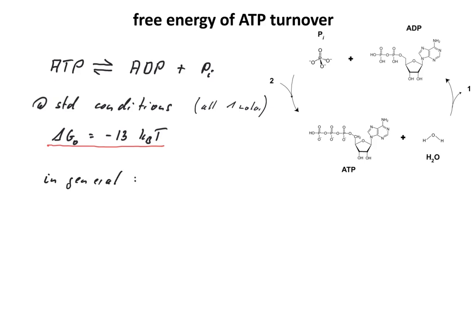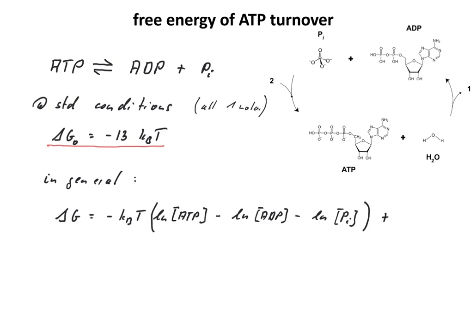Okay, so let's look at the law of mass action that we just derived and obtain the free energy from that. And hence, in general, we find that delta G is equal to minus kBT times the log of the ATP concentration minus the log of the ADP concentration minus the log of the concentration of the inorganic phosphate plus delta G0.